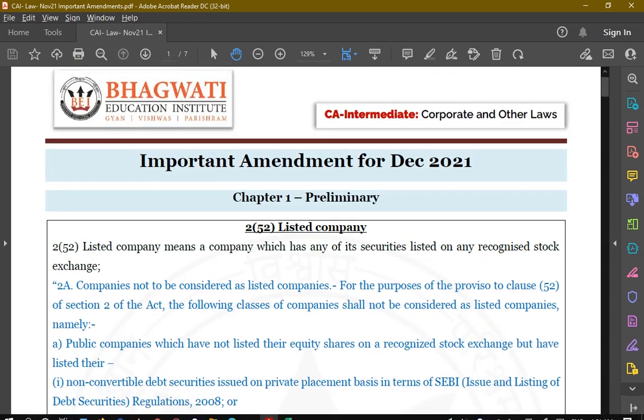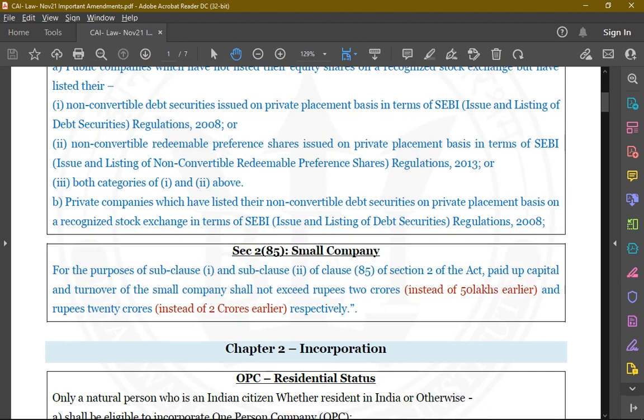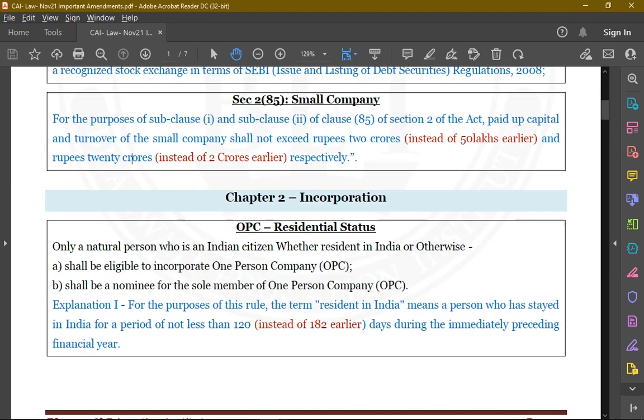So first of all, we have learned about the listed companies. Over here we learned that certain securities which we have issued through private placement but registered with the stock exchange, they are not listed company. All right, small company, the limits are revised now. Okay, paid up capital 2 crores and turnover 20 crores. Residential status of the OPC now, guys, has been decreased. It is reduced from 182 to 120 days.